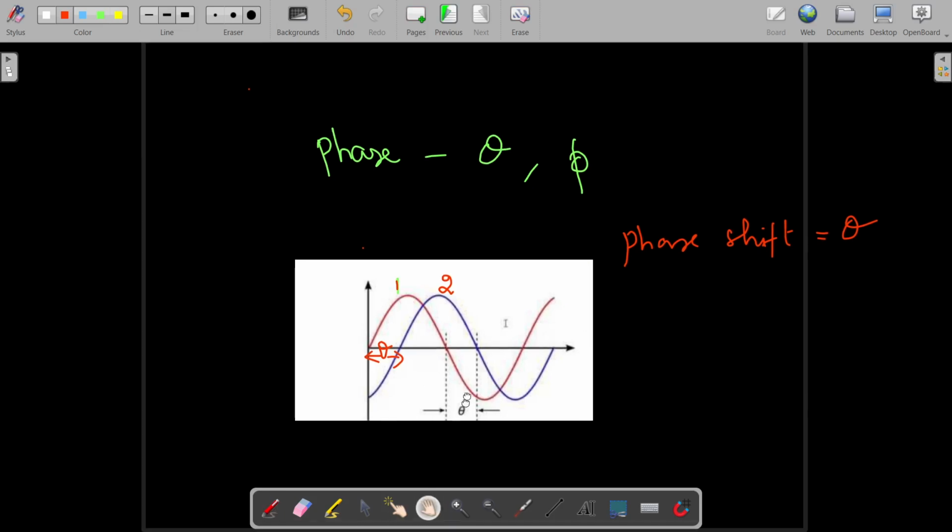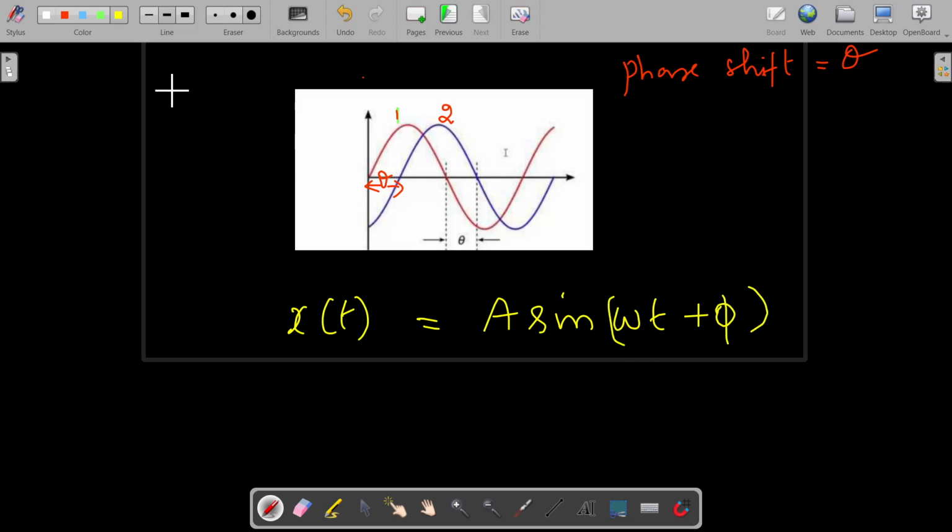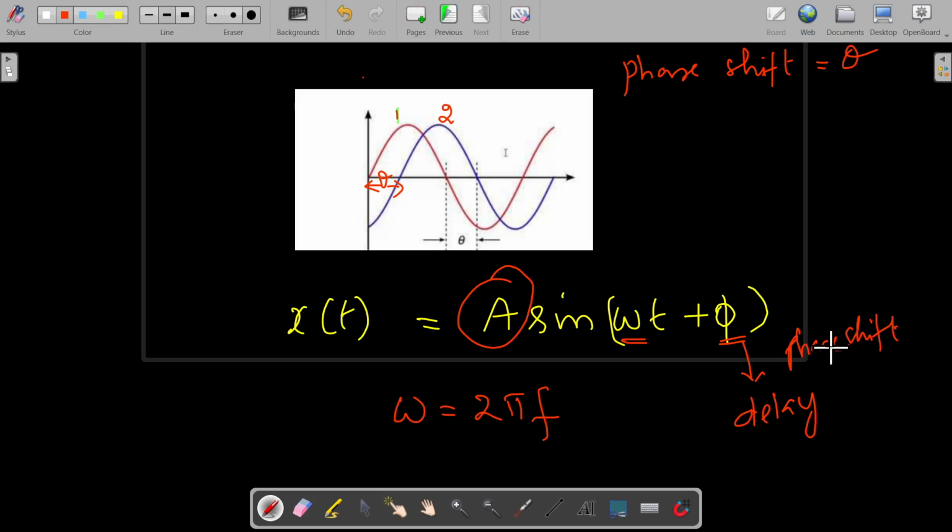So usually a complete signal will be represented something like this, including all these three parameters: x of t is equal to A sine omega t plus phi. See, here you have the amplitude, then the respective time, along with the frequency given here. That is the angular frequency, omega is equal to 2 pi f. Then this phi represents your phase shift or the delay. So this is the complete way of representing a signal.